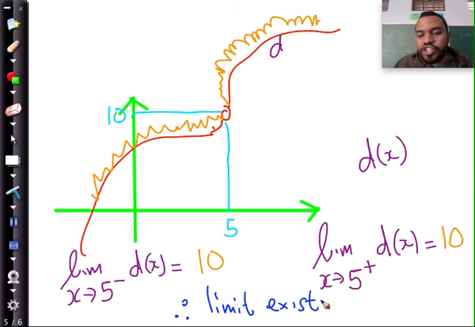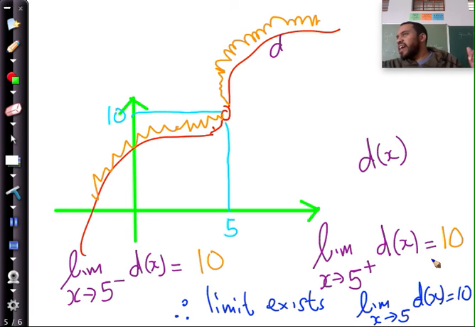Now I need to teach you one other thing still, and that is how to define this. You now write this out as one thing. When the limits are the same, you can now drop this minus and this plus, and you say if the limit exists, you can write out the limit as x approaches 5, that's an arrow, of d of x is equal to what? 10. Right? Because the right hand side and the left hand side are equivalent, the limit exists, and you can write that out like this.